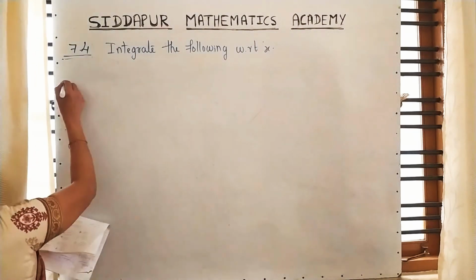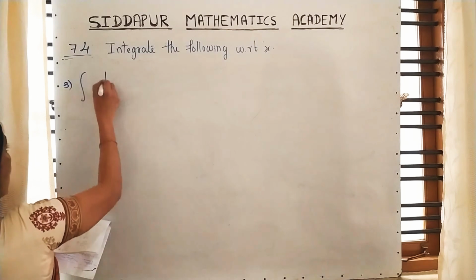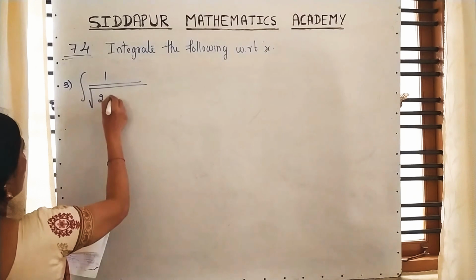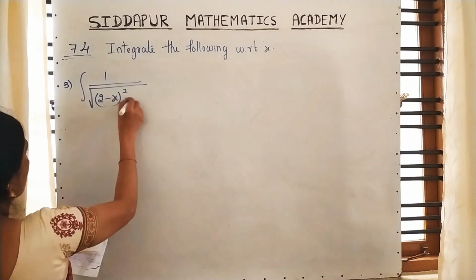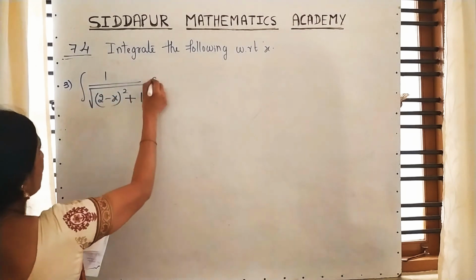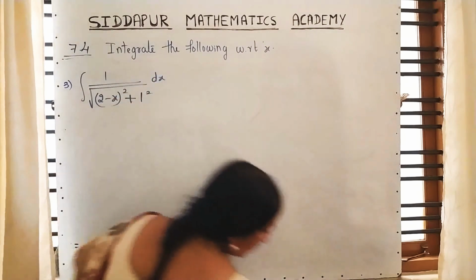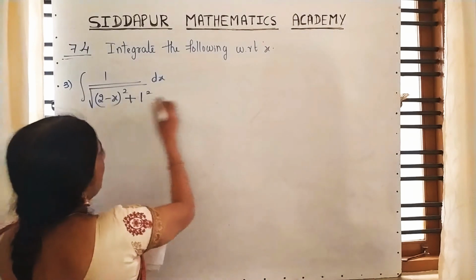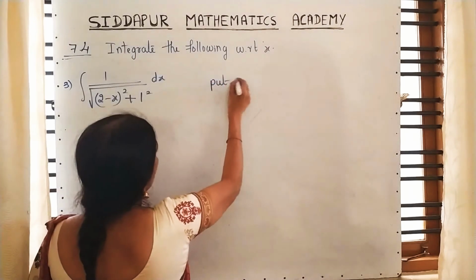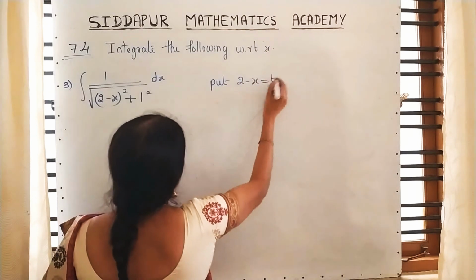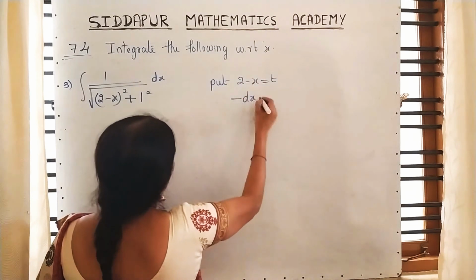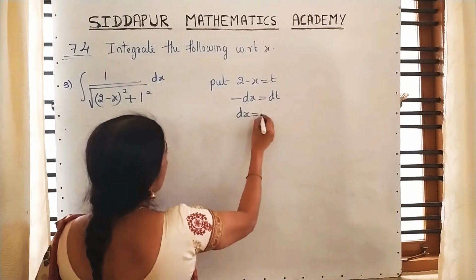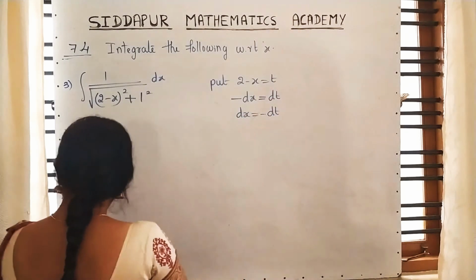Question number 3. 1 upon root of 2 minus x whole square plus 1 square into dx. See the sum. Here again it is 2 minus x. I am writing 2 minus x as t. When you differentiate, minus dx is equal to dt, but we require only dx. dx is minus dt.